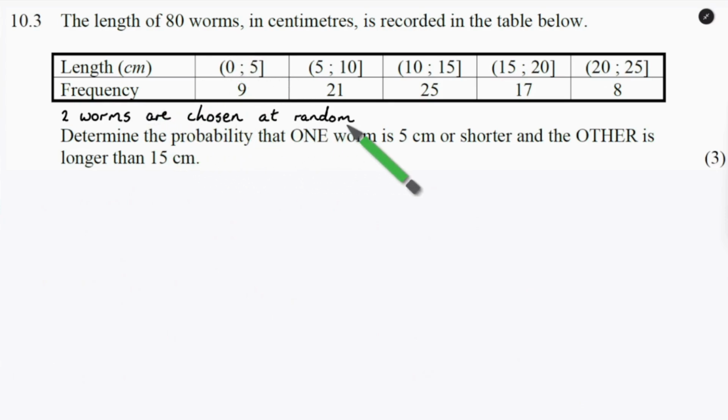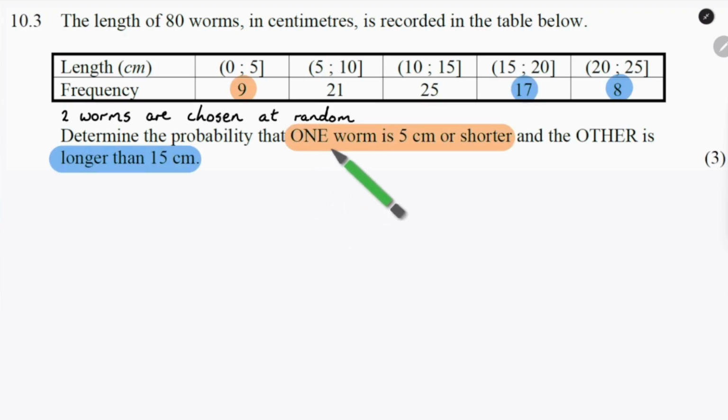In question 10.3, we've been given the length of 80 worms. 2 worms are chosen at random, and we need to determine the probability that one worm is 5 centimeters or shorter and the other worm is longer than 15 centimeters. And we are going to color code these 2 events just so we know what's going on. A worm shorter than 5 centimeters is represented in orange. Longer than 15 will be these guys, because that's 15 to 20 centimeters. So we have 25 worms that are longer than 15 centimeters. 17 plus 8 gives me 25 worms.